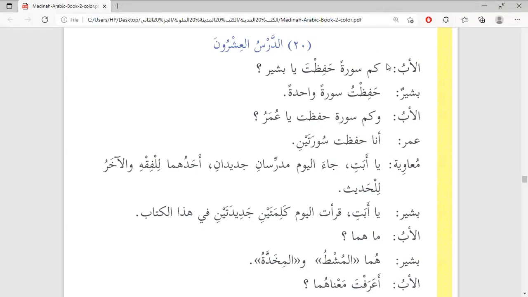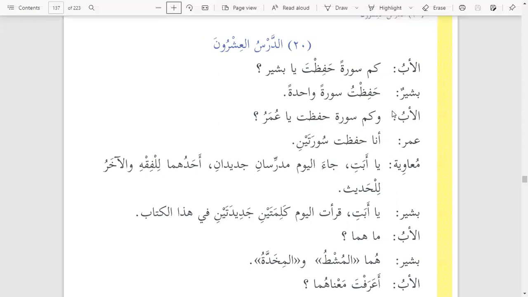Al-ab: kam suratan hafidta ya Bashiru? How many surahs have you memorized, O Bashir? Bashir: hafidtu suratan wahidatan. I have memorized only one surah. Al-ab: wa kam suratan hafidta ya Umaru? And how many surahs have you memorized, O Umar? Umar: ana hafidtu surataini. I have memorized 2 surahs. Now, why is it surataini? Why not suratani?